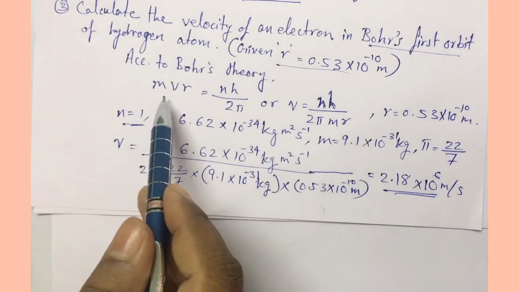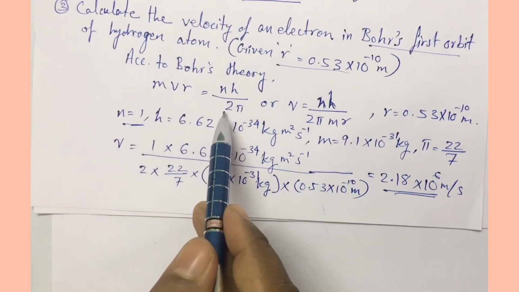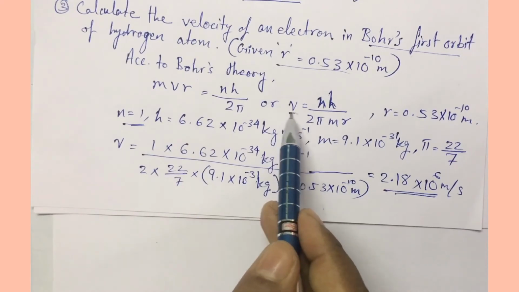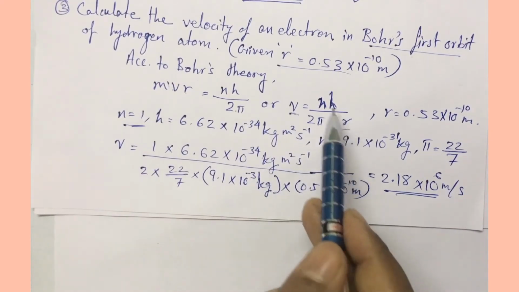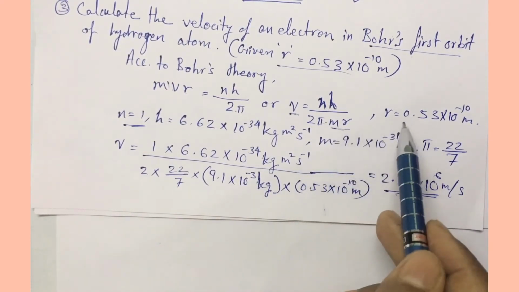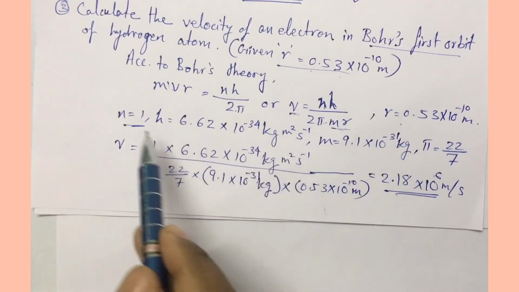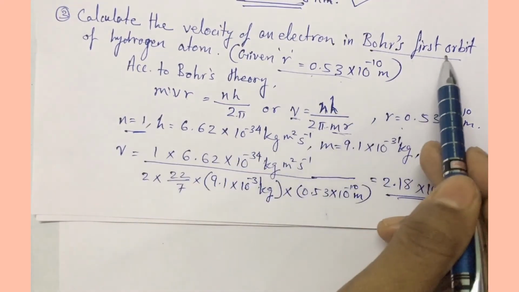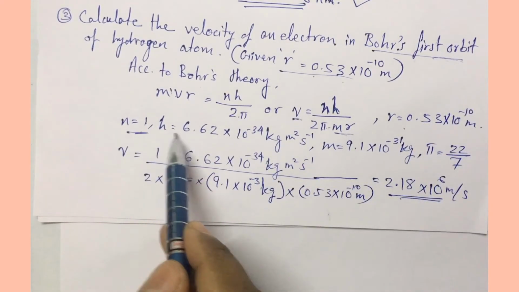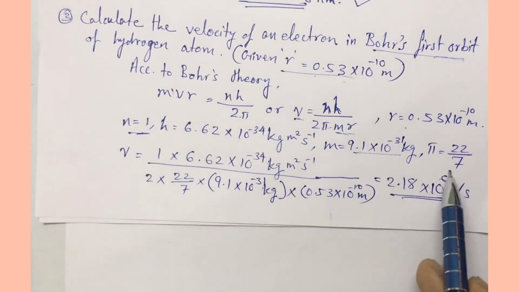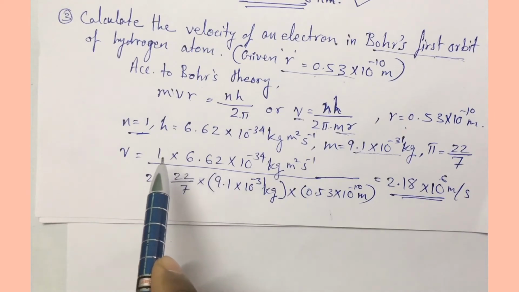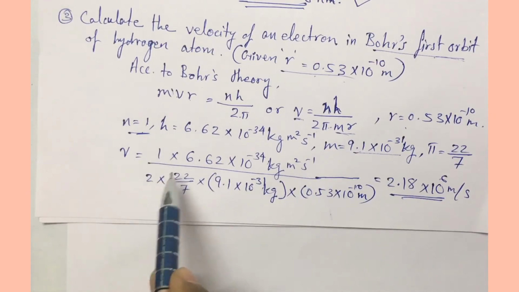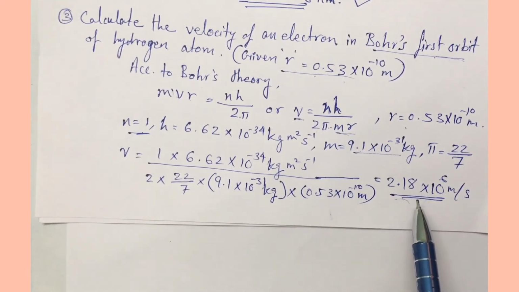So then you can use the formula mvr is equal to nh by 2 pi, from which we are finding out v. v is equal to, then m and r we have taken to the other side, nh by 2 pi into mr. r is given in the question itself. So putting in the formula, n is equal to 1. Already given that it is the first orbit, that's why we have taken n is equal to 1. And h is Planck's constant, m is the mass of electron, and pi value you know, that is 22 by 7. You can take 3.14 also, no problem, or you may take root 10 also. Put in the formula, substitute the values and you will get the answer as velocity of electron in the Bohr's first orbit.